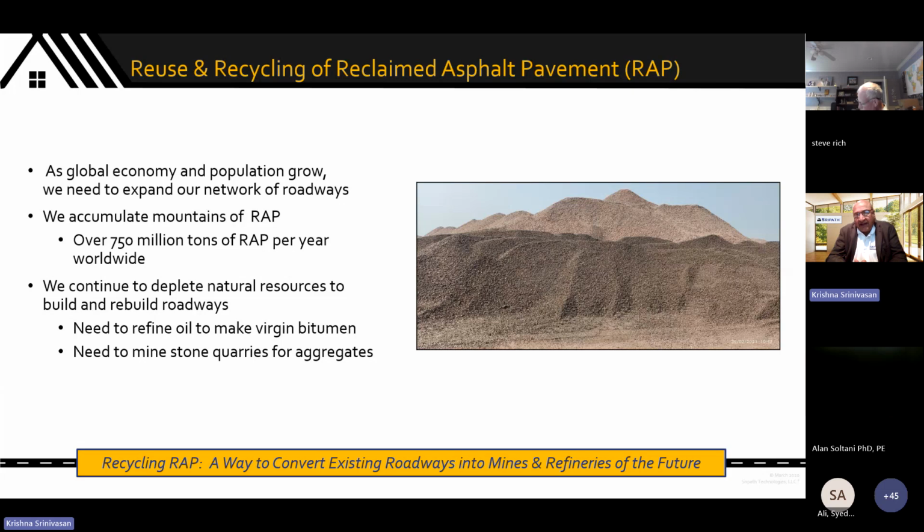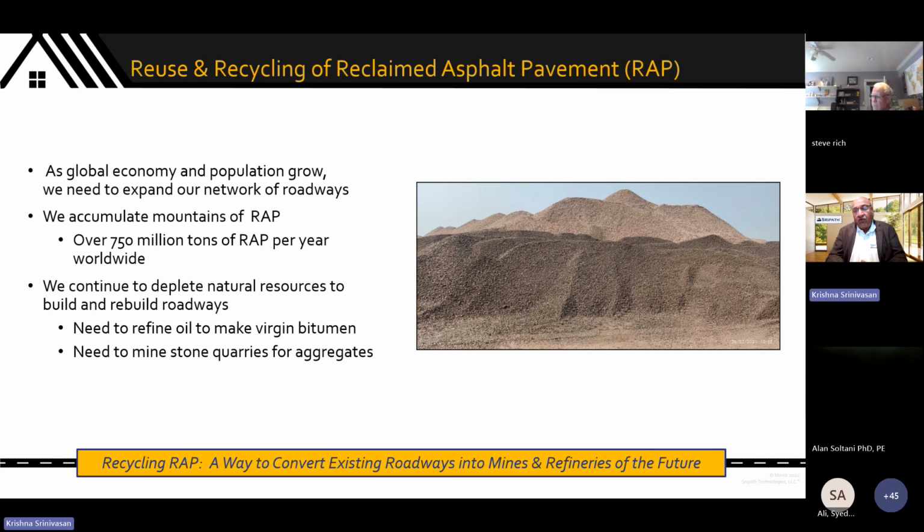Let me begin with the obvious fact statement. As global economies grow, it is widely recognized that GDP growth is a strong function of infrastructure build-out. That means widening existing roadways, putting down new roadways, new accesses, etc. And as a consequence of that, there is an increasing amount of RAP, reclaimed asphalt pavement, that we are getting pretty much around the world. This figure, 750 million tons of RAP per year worldwide, is a 2023 number. It comes to us courtesy of NAPA, the National Asphalt Pavement Association.